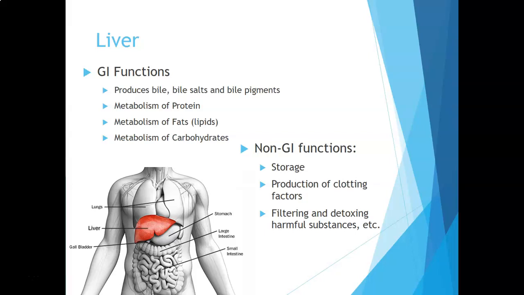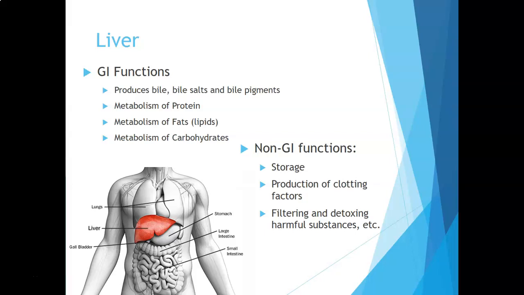It has many functions within the GI tract, not limited to, but also including the manufacture and secretion of bile and bile salts, which are necessary to digest fat and fat-soluble vitamins. It's responsible for protein metabolism. It converts certain amino acids as needed for protein synthesis. It has key roles in lipid metabolism, so it breaks down fatty acids and synthesizes cholesterol and phospholipids. It also has a role in converting excess carbohydrates and proteins into fat.